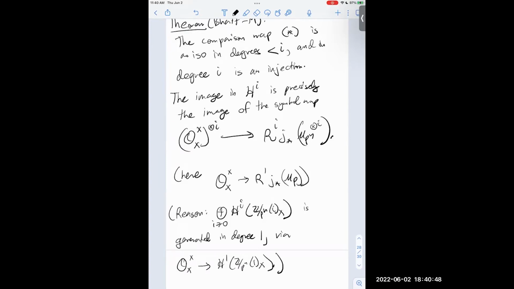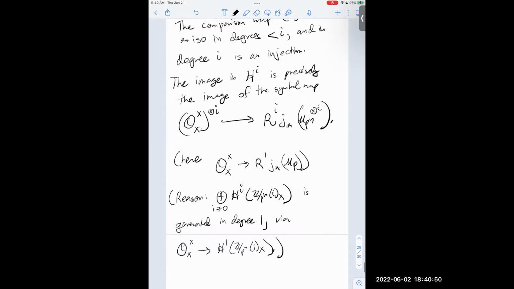Yeah, so maybe I should also say that this object right here is studied as essentially some form of Milnor K-theory, and it's studied in an article by Lüders and Morrow. Okay.